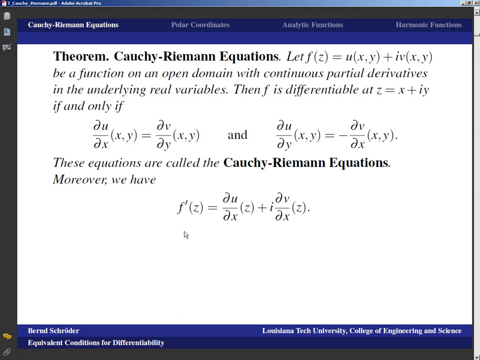And moreover, we have that the derivative of f at z is du/dx at z, so du/dx at (x,y) when z is equal to x plus iy, plus i dv/dx at that point z. So we're really fluently translating between the complex picture and the real picture here. If we talk about z, z is x plus iy, and that translates to the point (x,y).